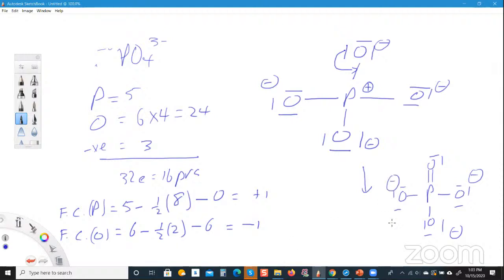And again, please note, the total number of charges present when you add them up will be equal to the total number of charges in the original formula of the ion that you're starting from. All right? Okay. Any questions about this one? Any questions?